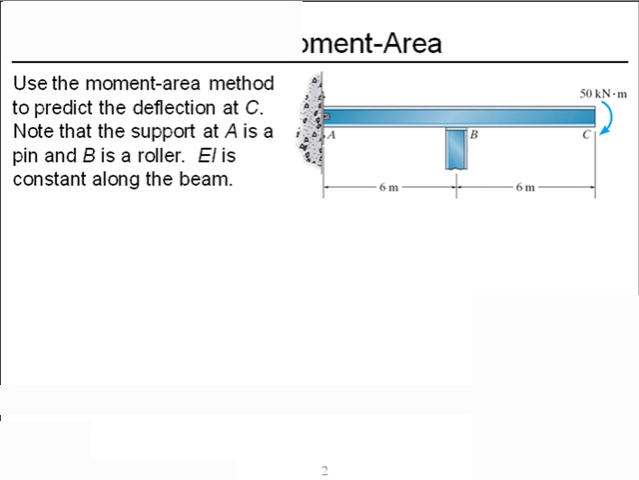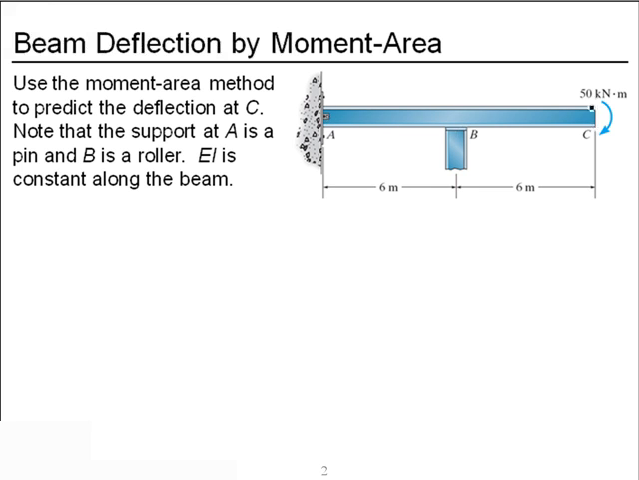And here's our problem. It's a simply supported beam, pinned at A, roller at B, with a cantilevered end and a couple moment applied at end C. That's our only applied load. This is the same problem that we used for the double integration example and the conjugate beam example. EI is constant along the beam, and we want to predict vertical deformation at point C.